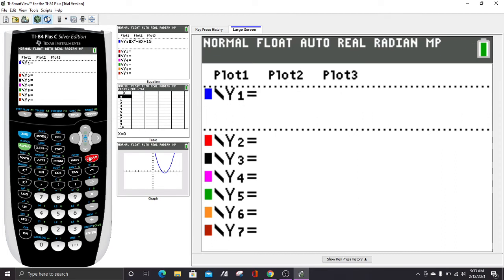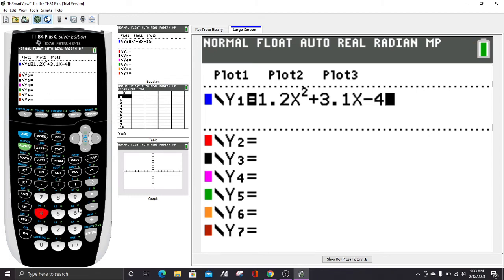And then I'm going to put 1.2x squared, because I'm just doing number 1 from the homework, plus 3.1x minus 4. Now, if you hit graph and you get a line or something weird, go back to your y equals and make sure you put that squared on there. That's a common thing that I see people forgetting, their square button.